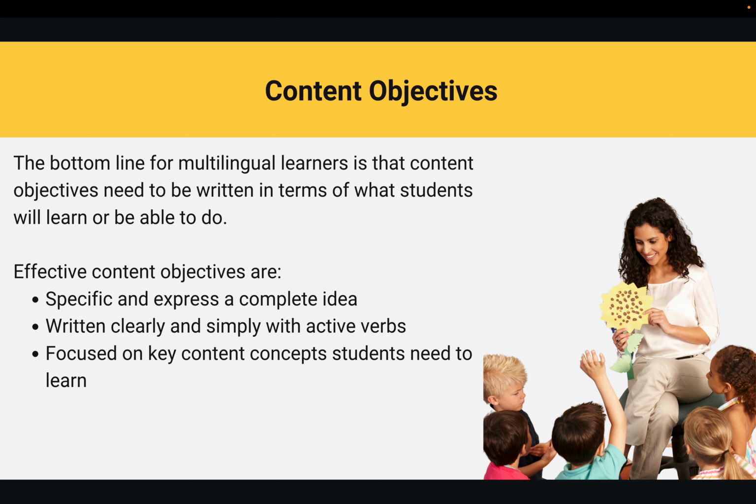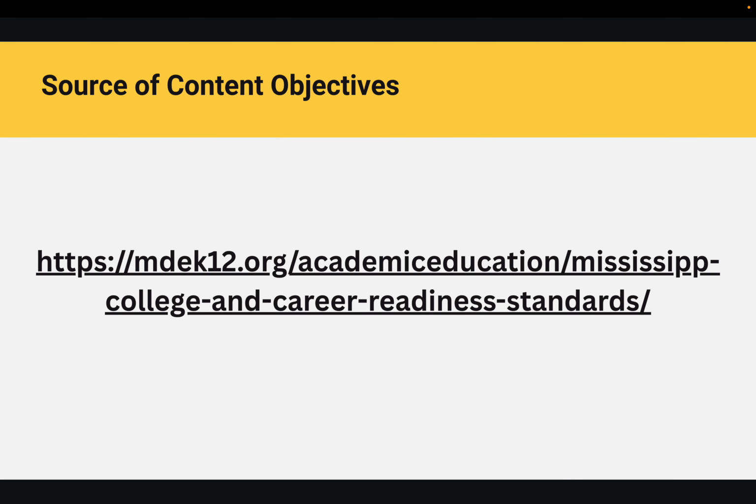Effective content objectives are specific and express a complete idea. They are written clearly and simply with active verbs, and they focus on key content concepts students need to learn. If you're not sure what the content objectives are and you're in the state of Mississippi, you can use this link to access Mississippi College and Career Readiness Standards. If you are in another state, go to your State Department of Education website and you should be able to find content standards for your state.